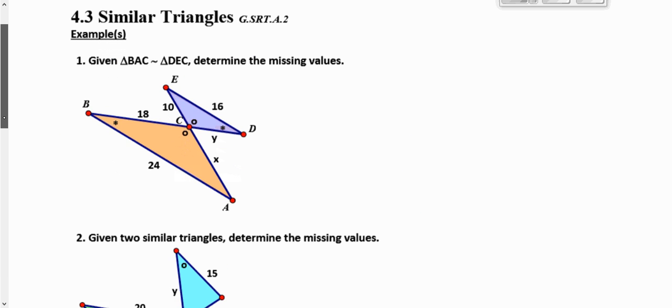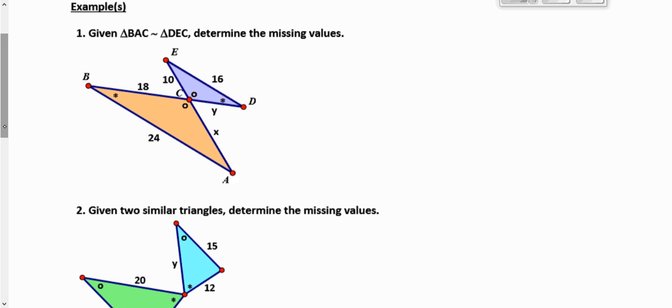Okay, so let's take a look at this. I'll kind of walk you through a little bit, and then I'll turn you loose on the rest of these, okay? So we've got 2 similar triangles, and how many variables do we have in here? 2. An x and a y. So we're going to set up some proportions to solve for them, right?